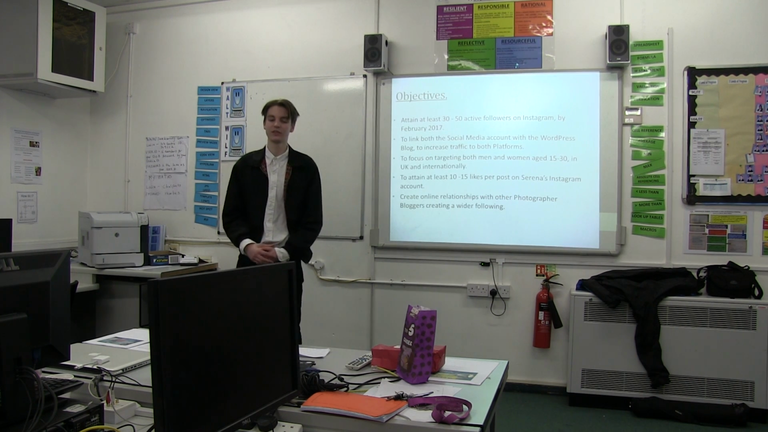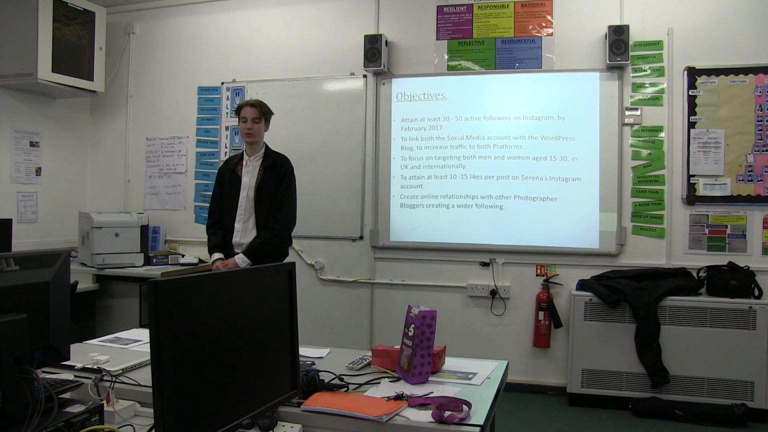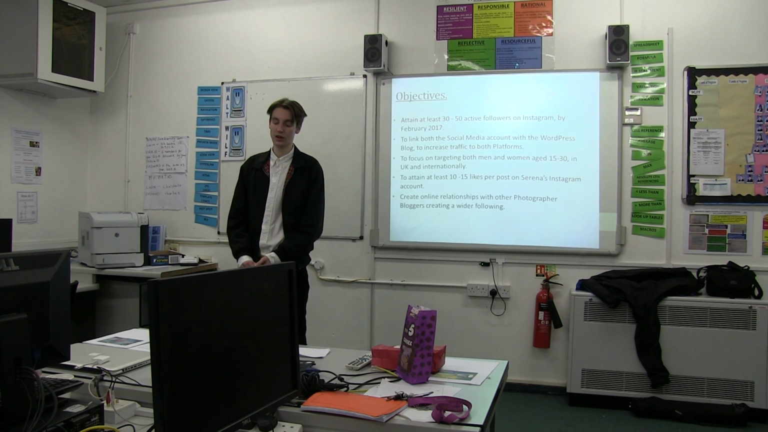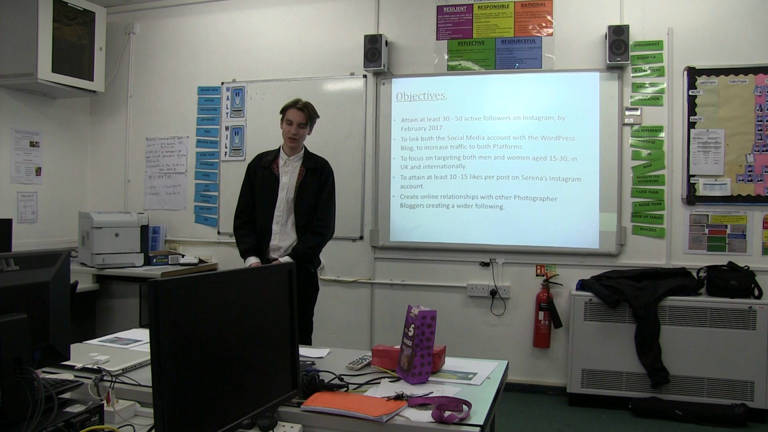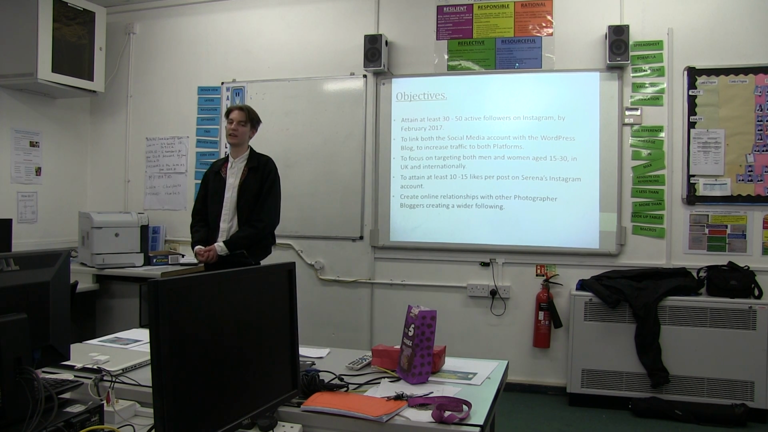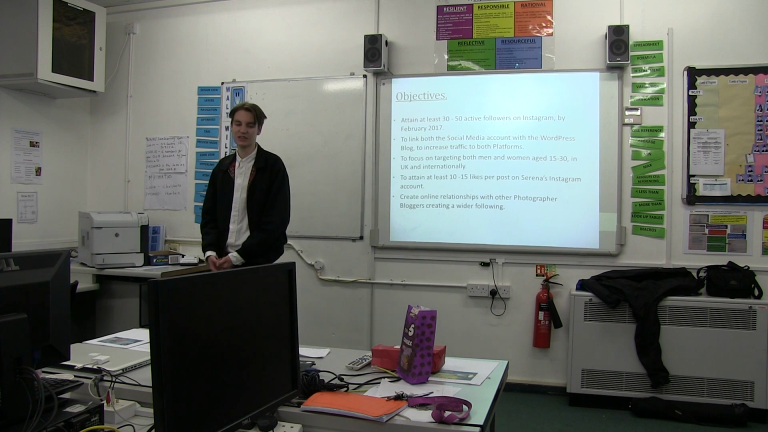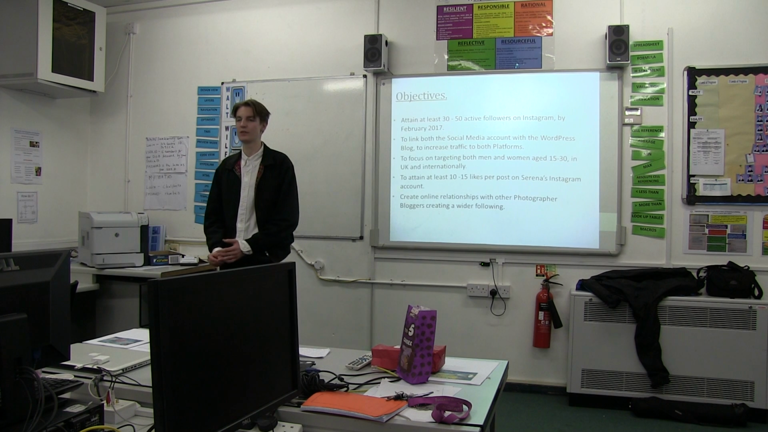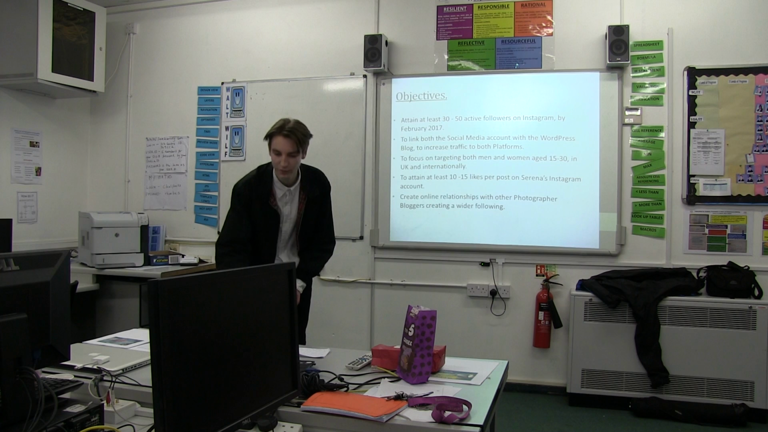So the targets and objectives we came up with were to obtain at least 30 to 50 active followers by February 2017, to link both the social media account with the WordPress via the Instagram bio, to focus on targeting men and women aged between 18 to 30 in the UK and internationally, and to create online relationships not only with friends but also other photography bloggers to create a wider following.